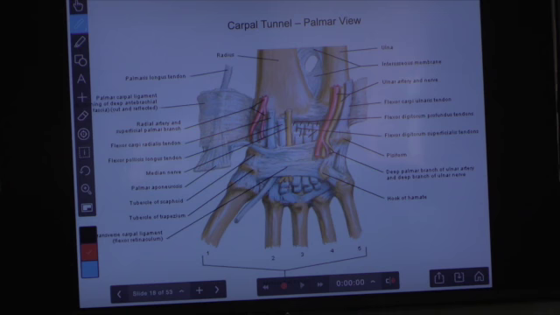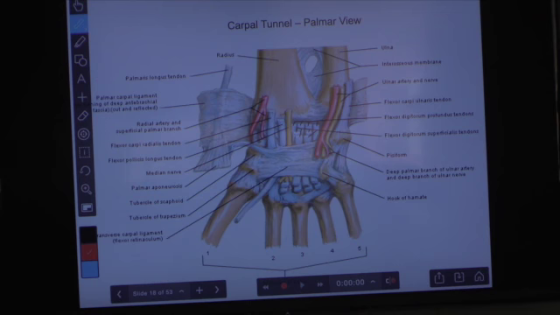Scaphoid, lunate, triquetrum, pisiform, trapezoid, trapezium, capitate, hamate. What's special about the hamate? It has a hook on it, and there's a nerve that goes through that hook. And what did we say about the scaphoid? What's special about it? More subluxation prone, at the top.